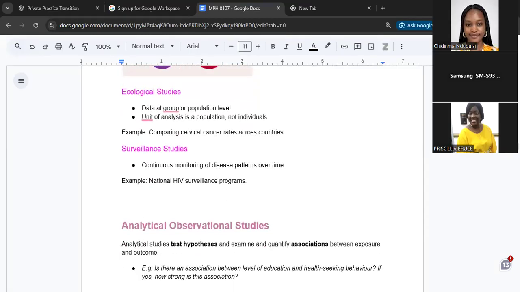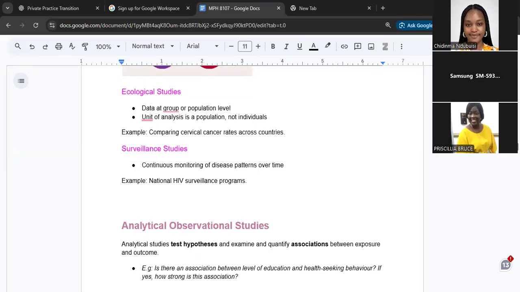Other types of descriptive observational studies. We have ecological studies, we have surveillance studies, but I don't want to dwell much on those because of time. Let's focus on the key ones. For these other ones, we can just check it up ourselves. Okay. But let me just give a small overview.